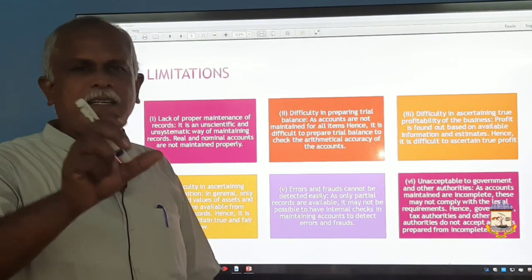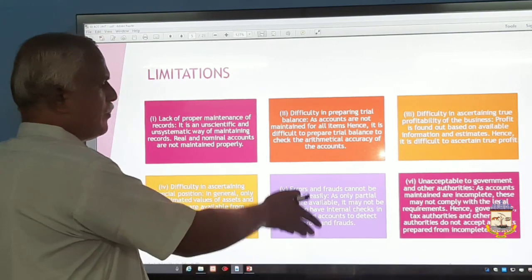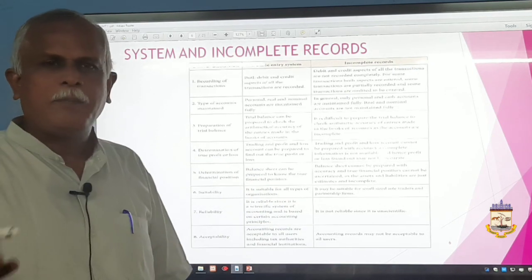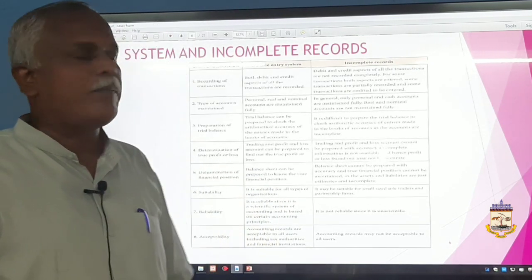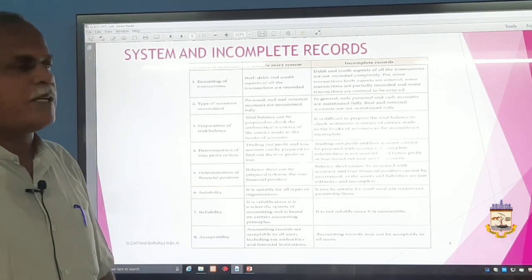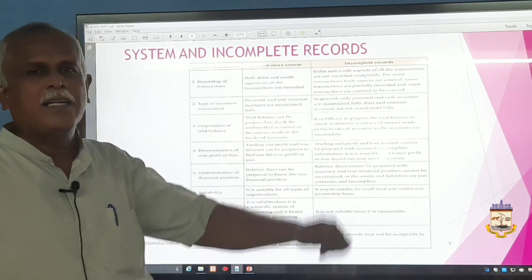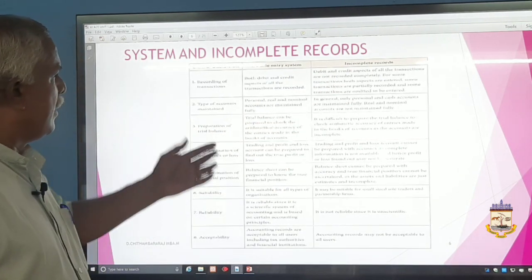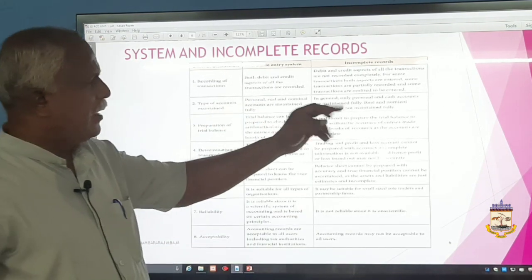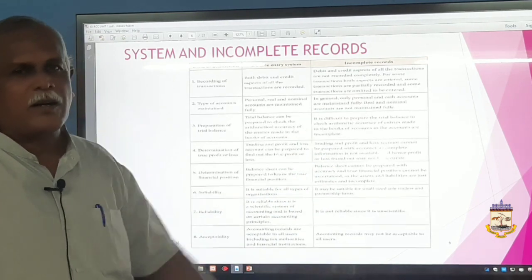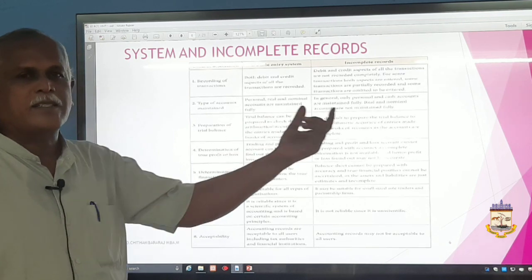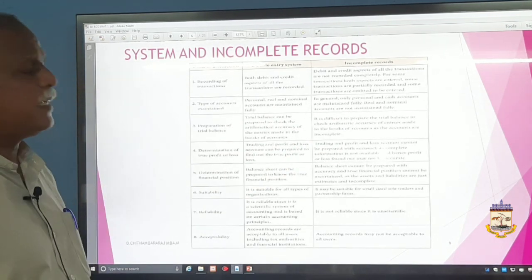How does single entry and double entry differ? Let us see. There are 10 points. This you must have covered in previous class, that is plus 1. Recording of transactions, under double entry we maintain all the three types of accounts. Here we maintain only cash and personal transactions. Types of account, personal account, real account, nominal account, all are maintained. Here it is real and nominal accounts that are not maintained. Preparation of trial balance, it is possible under double entry, it is not possible under single entry system, or you can say incomplete records.